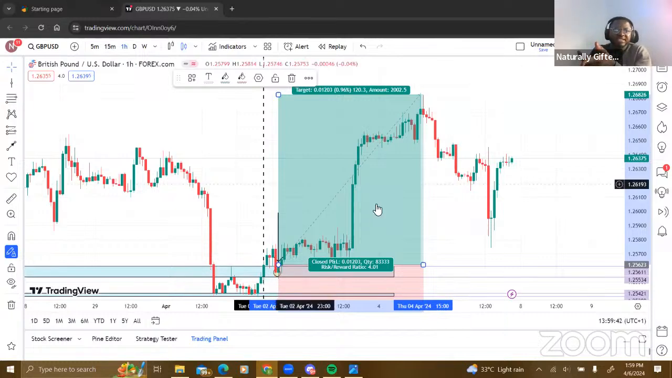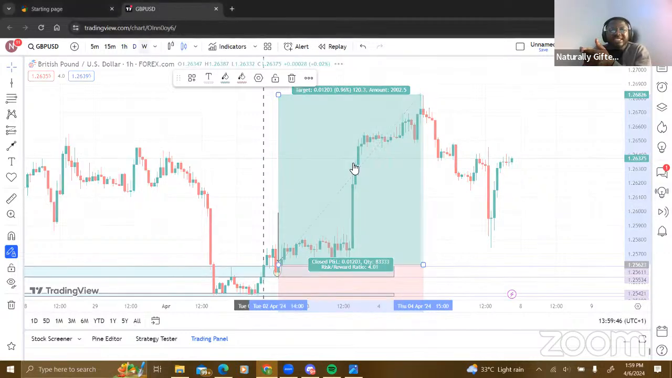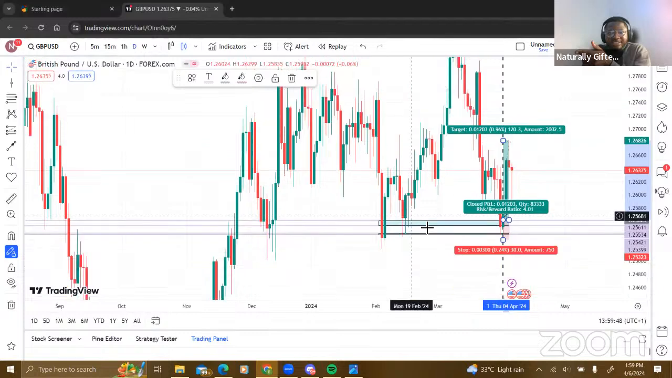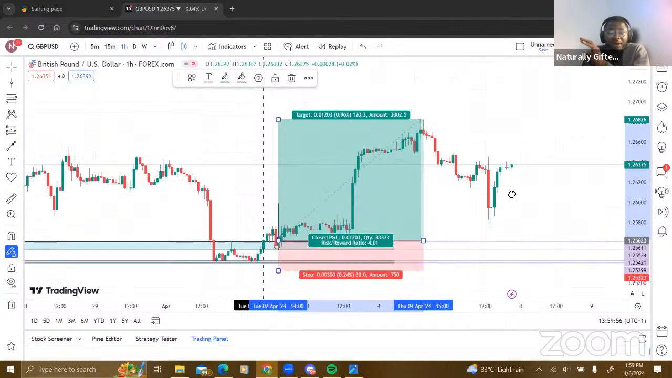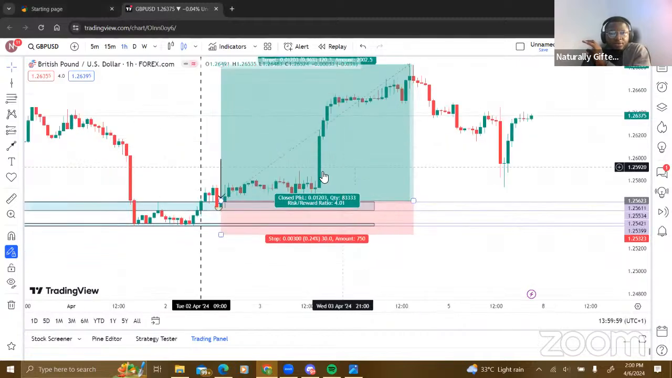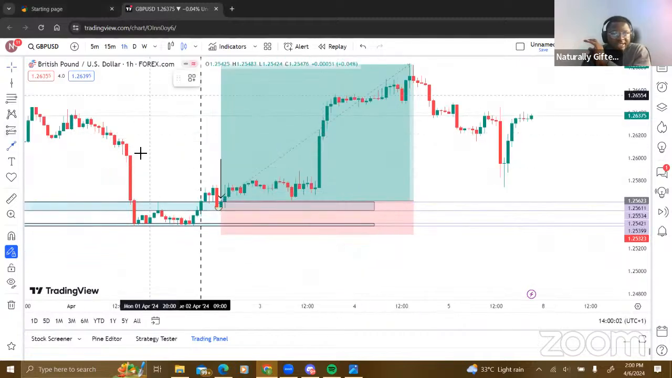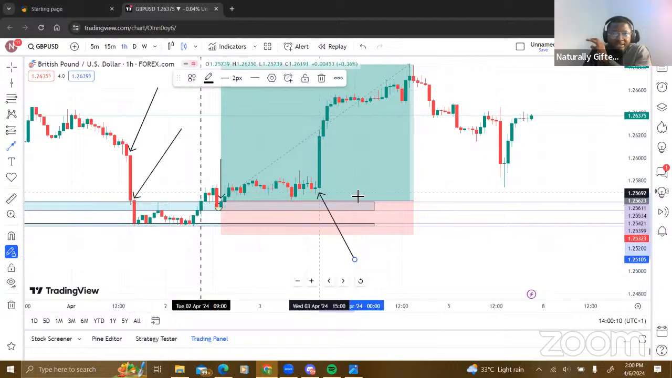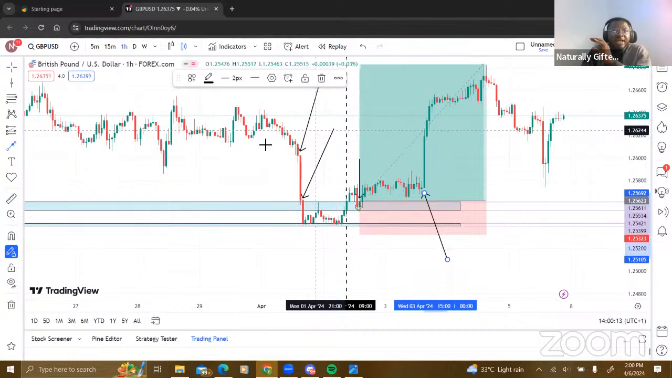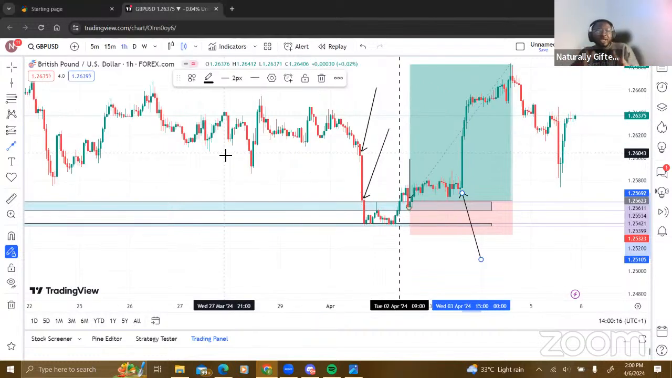Why do you think it's like this? It's because you're able to identify that zone as a zone where the banks are active. If you want to identify the presence of the banks, look for long candles like this. Whenever you see candles like this, you see this red candle, these are institutional candles. They showcase the presence of the banks. Long candles like this depict the activity of institutional traders.